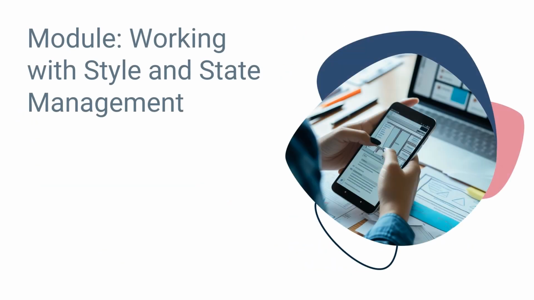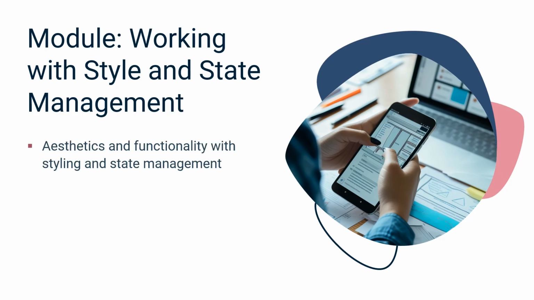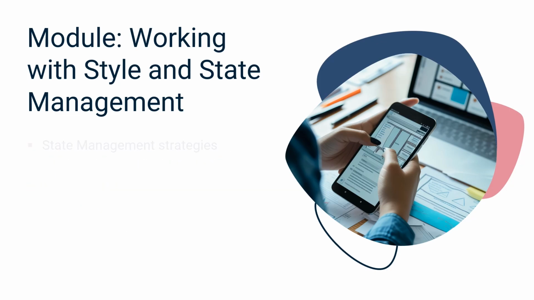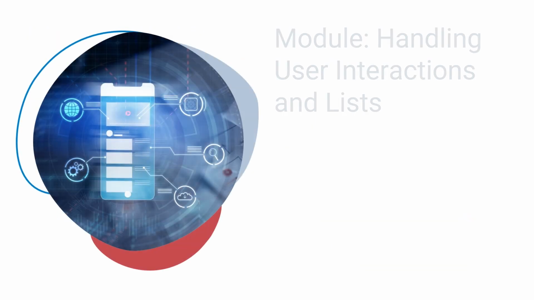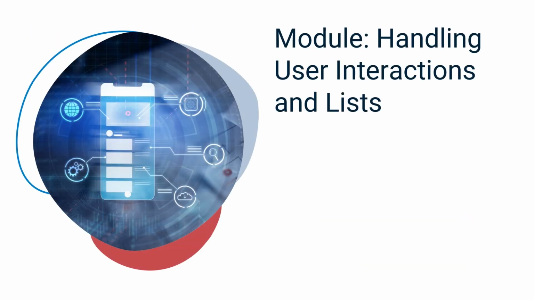The next module is Working with Style and State Management. This module focuses on the aesthetics and functionality of mobile applications through styling and state management. You will explore various styling techniques, including the use of Flexbox and styled components to create visually appealing apps. Additionally, the module delves into state management strategies using hooks, context, API, and Redux, ensuring efficient data handling and app performance.